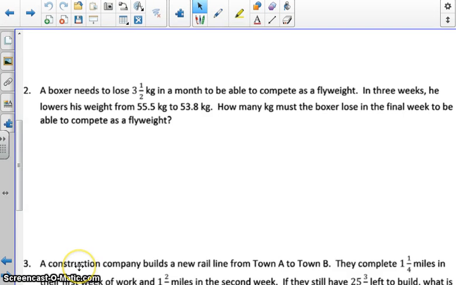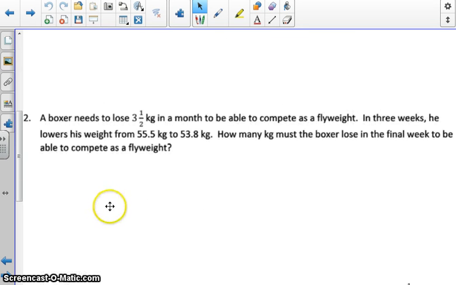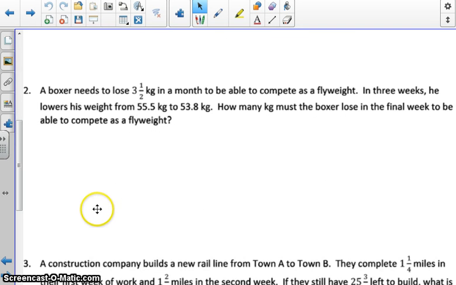Okay, this is Module 3, Lesson 15. And this is the homework page here. Let's just take a look. This is the front page you might see here. I'm going to do number 2, and I will try to explain it.